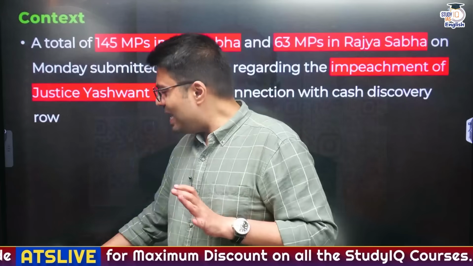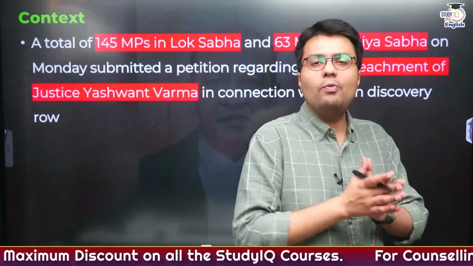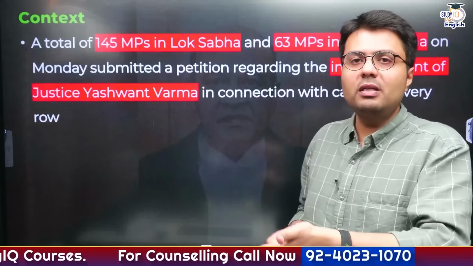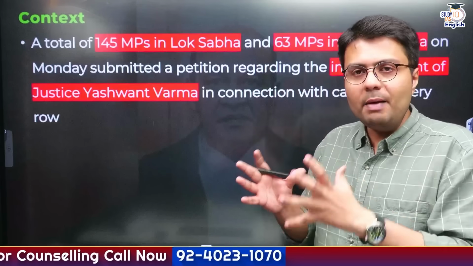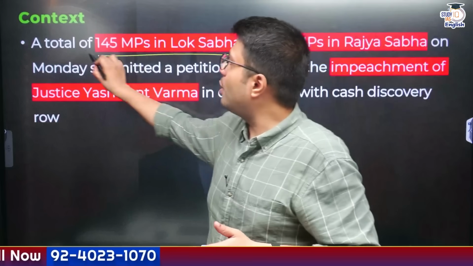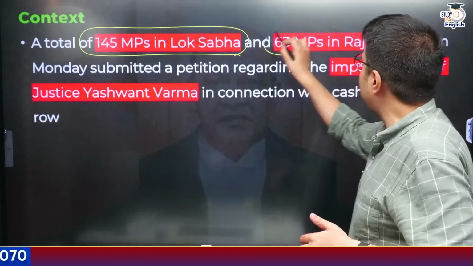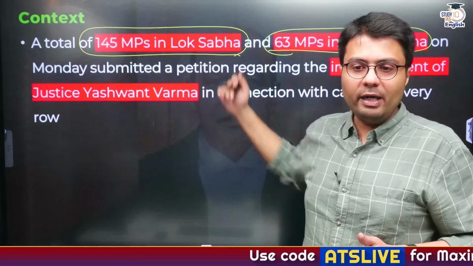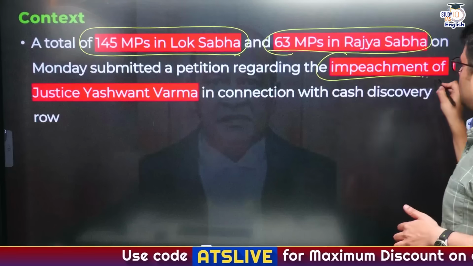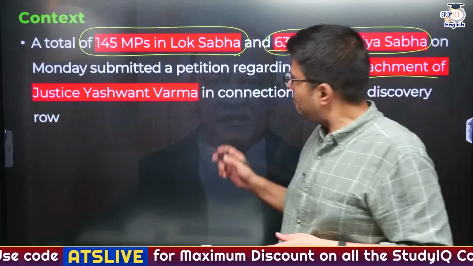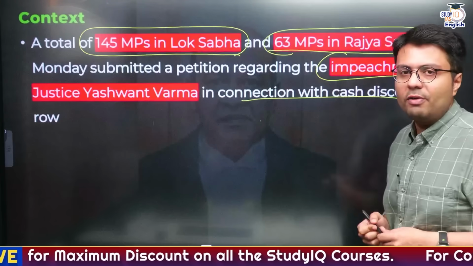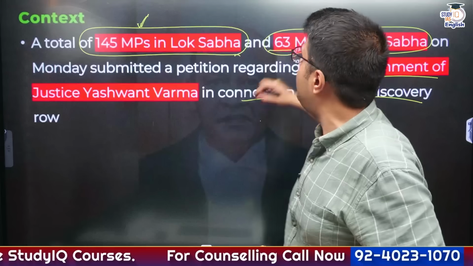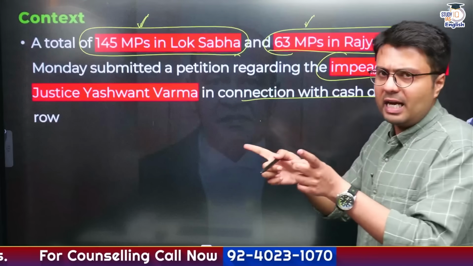Okay, so let us start by understanding what is happening right now. Yesterday, the formal process of impeachment of Justice Yashwant Verma was started in the parliament. A total of 145 MPs in Lok Sabha and 63 MPs in Rajya Sabha submitted a petition to the respective presiding officer asking him to start the impeachment process of Justice Verma in connection with the cash discovery row that happened in his official residence. Now, why did so many MPs need to sign this petition? We'll understand in today's video.